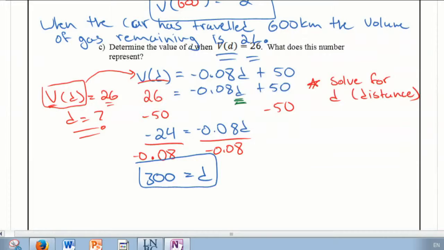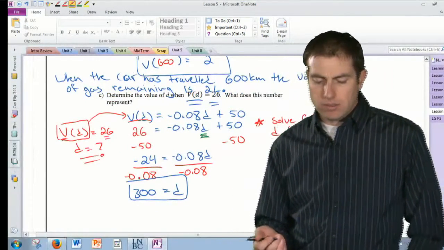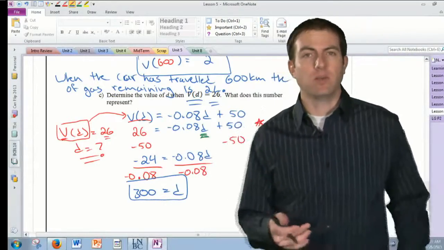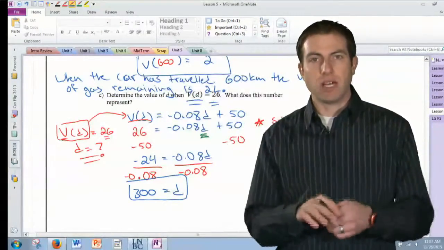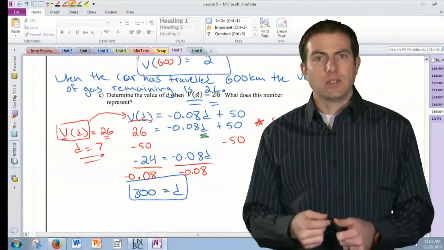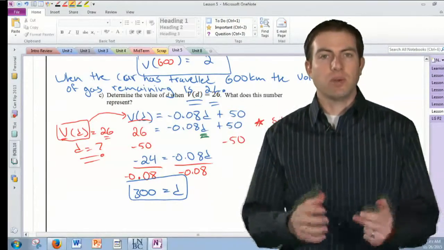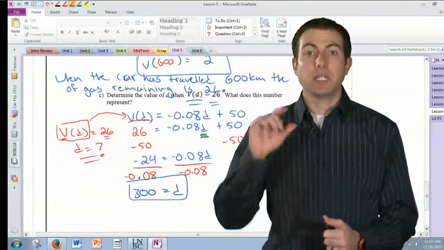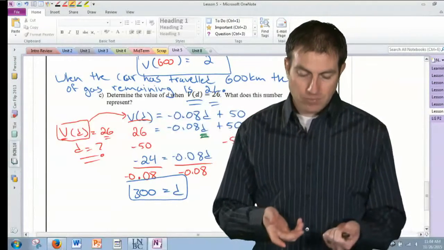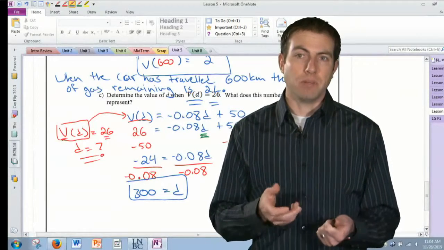What have I just done? What does this mean? I said you started with 26, so the volume of gas was 26, and then we did some calculation, we moved a bunch of stuff around, we ended up with D is equal to 300. So it's important to take a step back and think about what that D meant. In the very beginning of the question, we defined D as the distance. So I know this D is 300, and the distance was measured in kilometers.